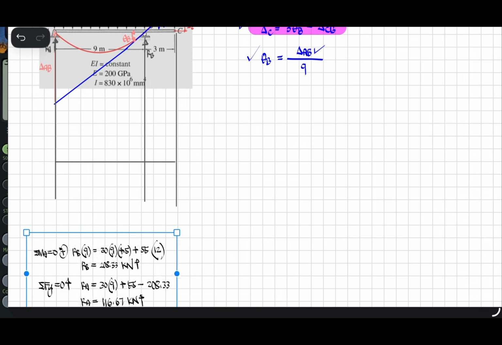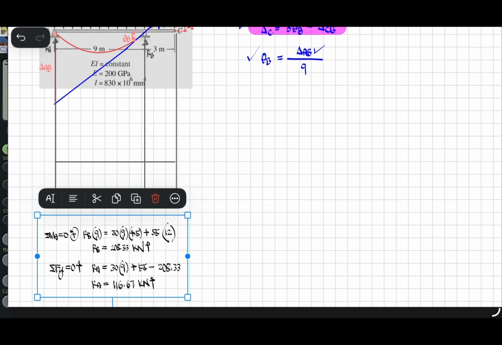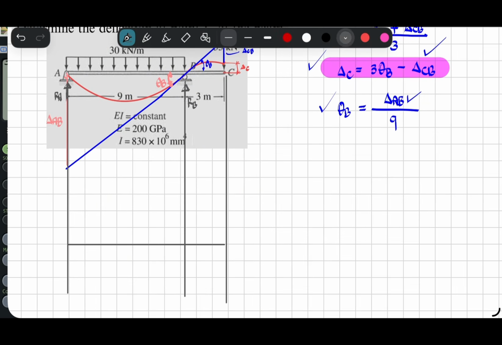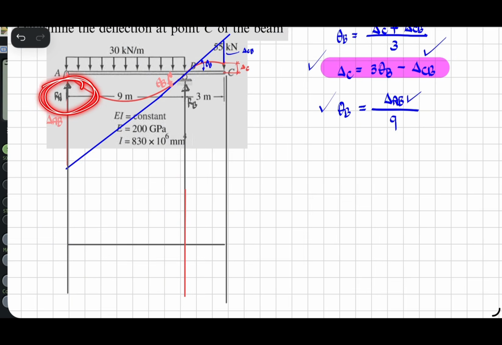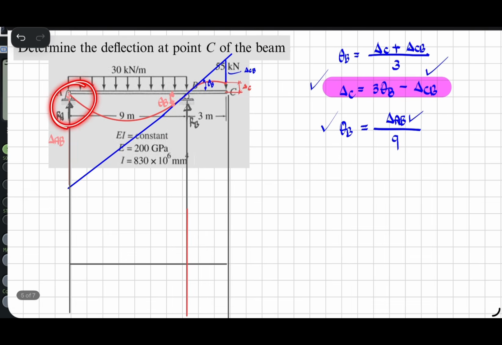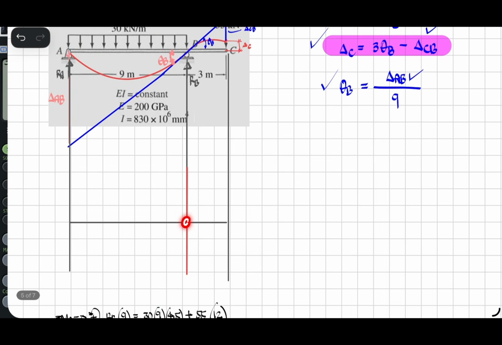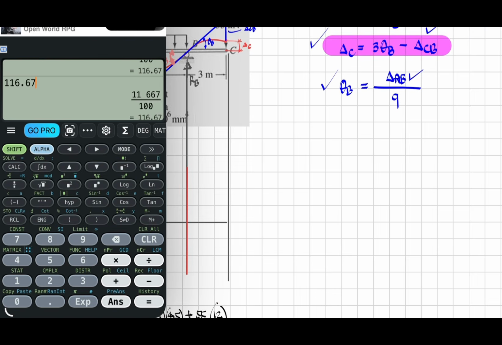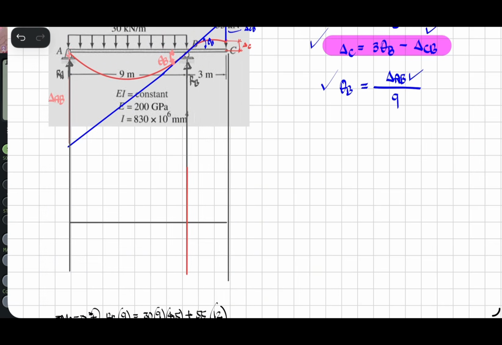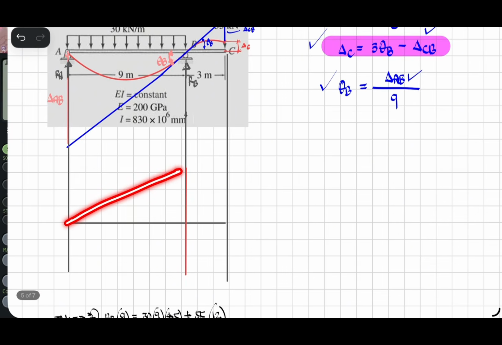We can now sketch the M over EI diagram. So we rotate all forces about point B. Let's assume that B is fixed. Then we rotate. We have RA of 116.67 times the distance to get the moment at B due to RA. So 116.67 times 9 is 1050.03.